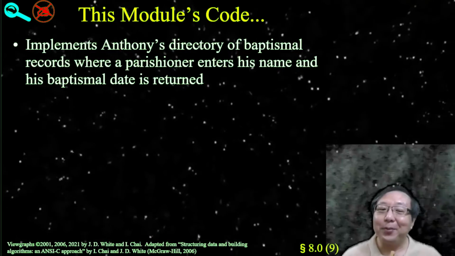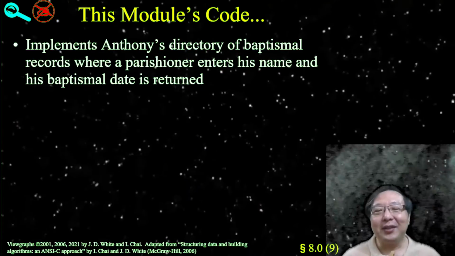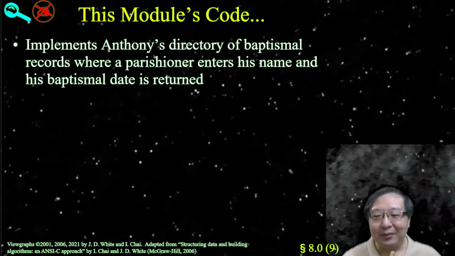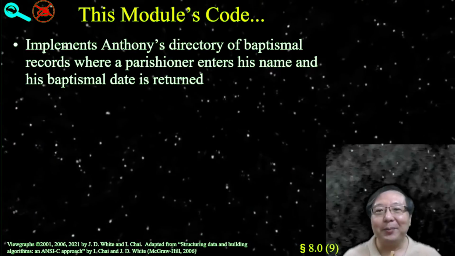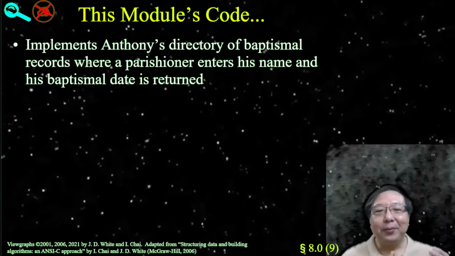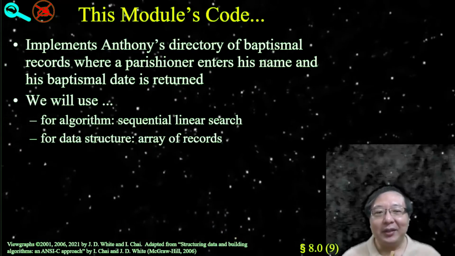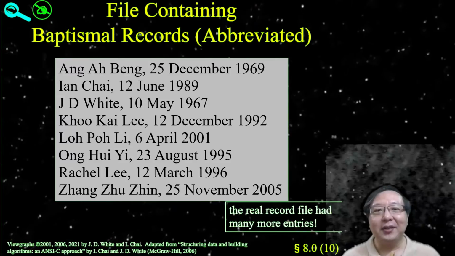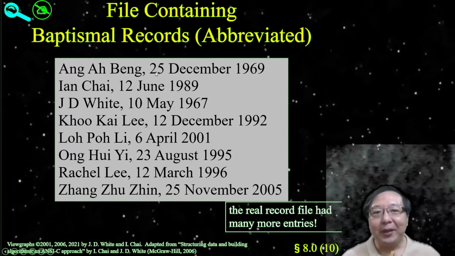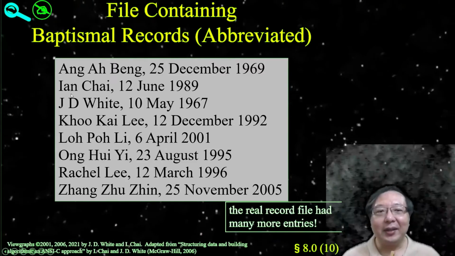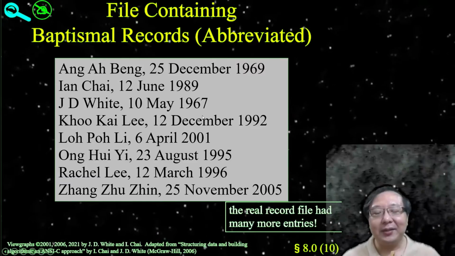Now, of course, it won't take 5 minutes because computers are much faster nowadays, and we're not using a floppy disk, and it's all in RAM, so it's much faster. But still, this is the algorithm that we are using. So we will use a sequential linear search, and the data structure is an array of records. So if these are your records, for example, Ang Ah Beng, 25th December 1969, and then Ian Chai, 12 June 1989, J.D. White, 10 May 1967, and so on.